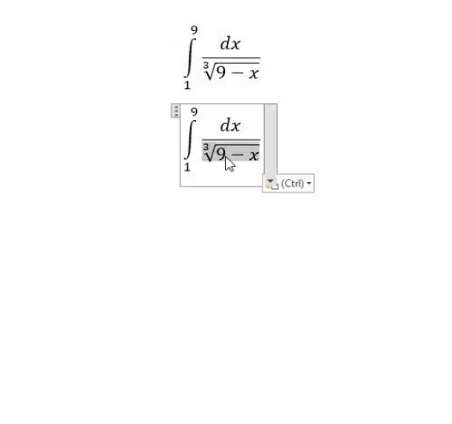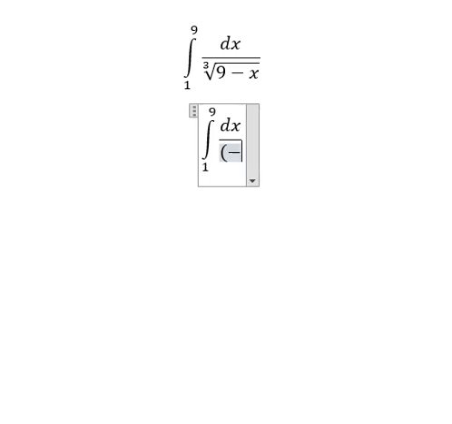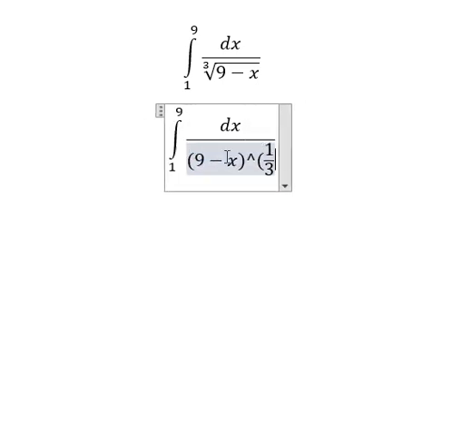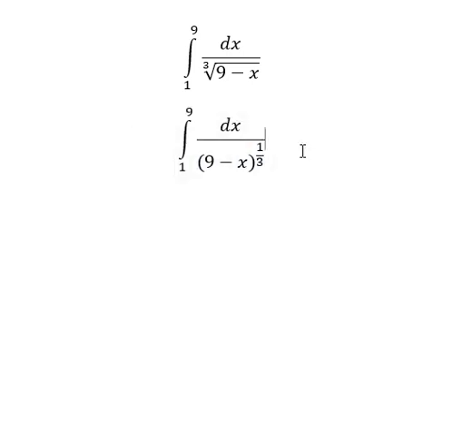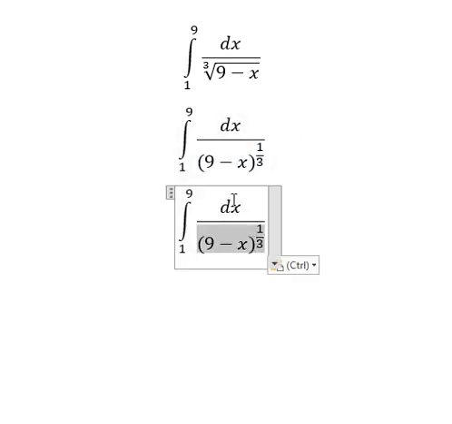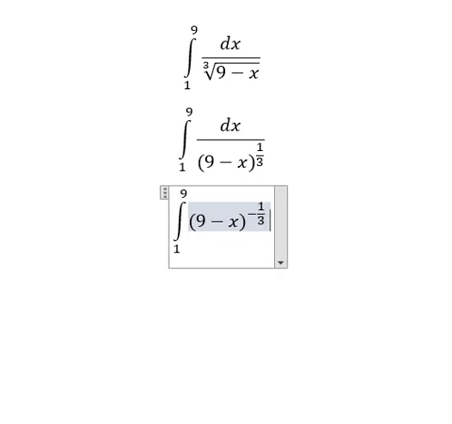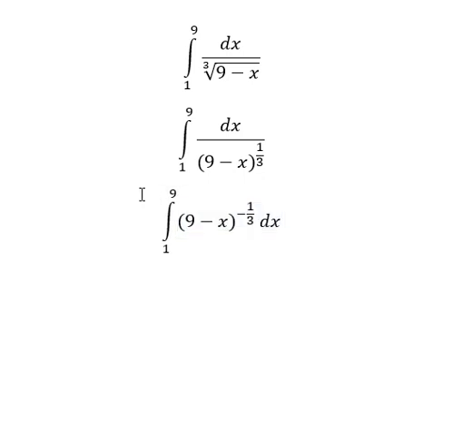This one, we can put 9 minus s to the power of 1 over 3. So if we want to put this one to the numerator, we put the negative on 1 over 3. And now we have the formula in here.